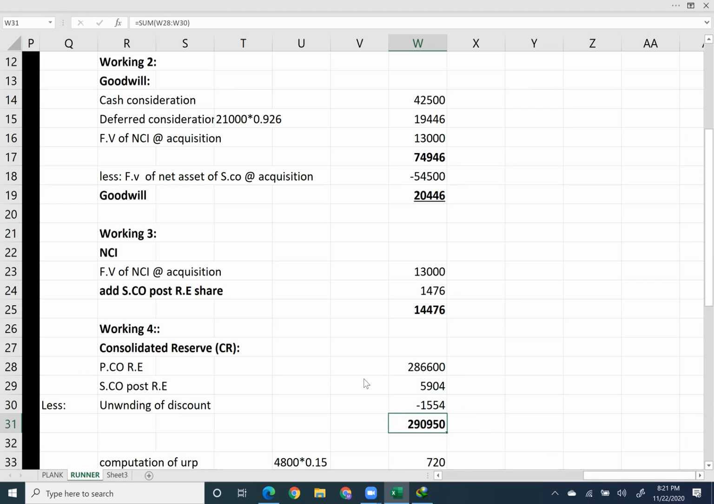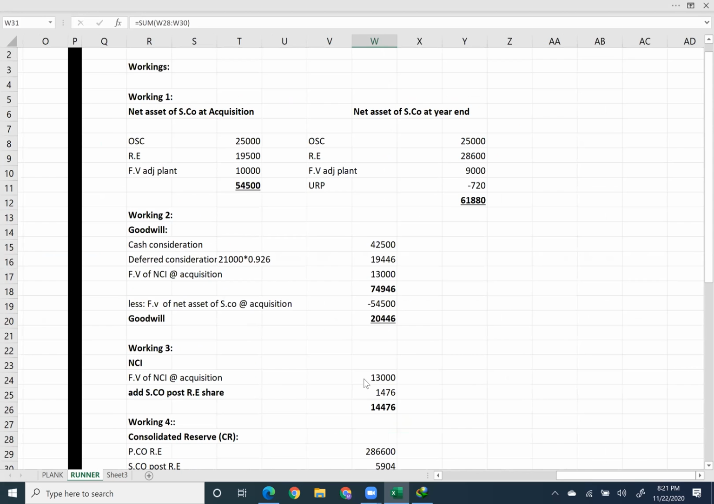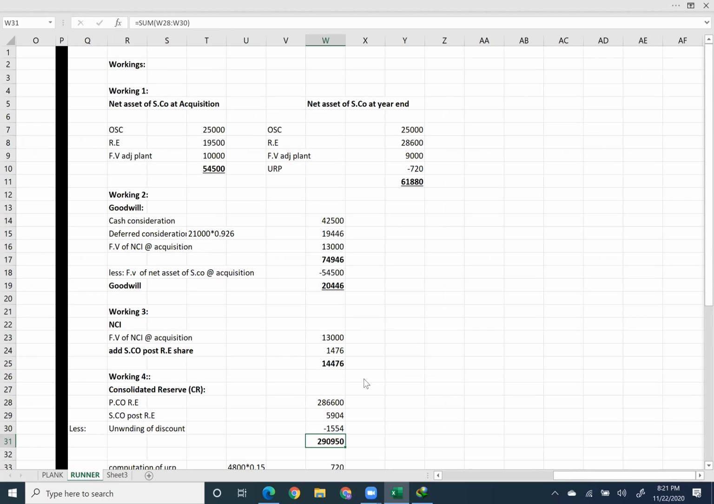Okay. So in front of your screen, you have everything. You have goodwill, you have fair value NCI, you have consolidated reserve, and you have acquisition date net assets packet as well. And you know, working on Excel and software is not difficult. It's very user friendly. If you do it, it may save your time as well.